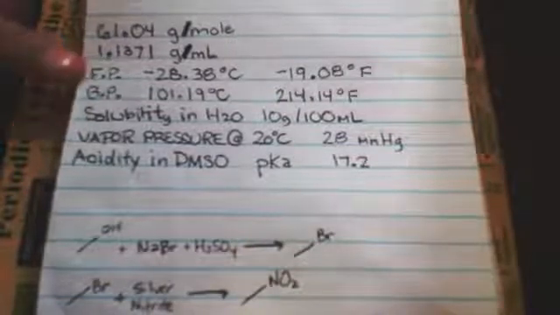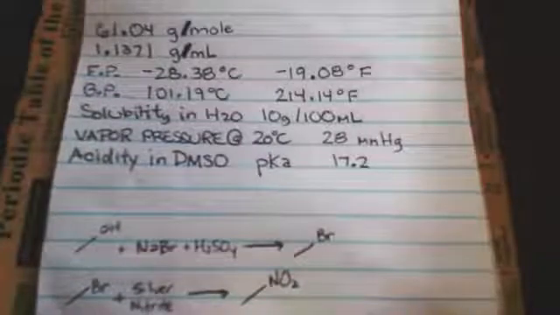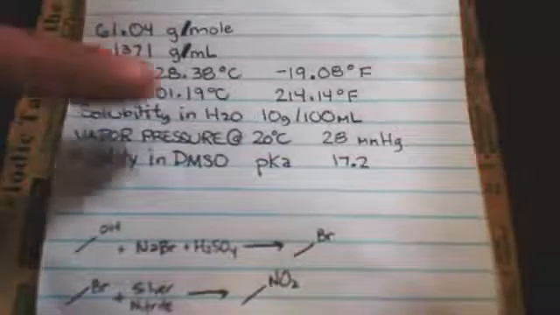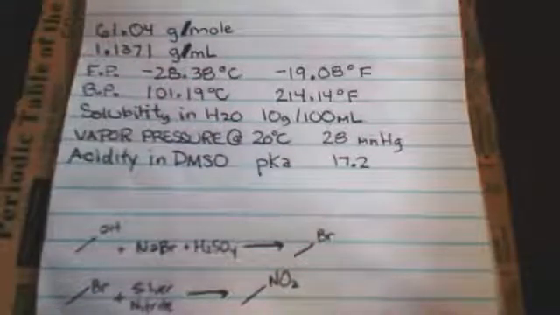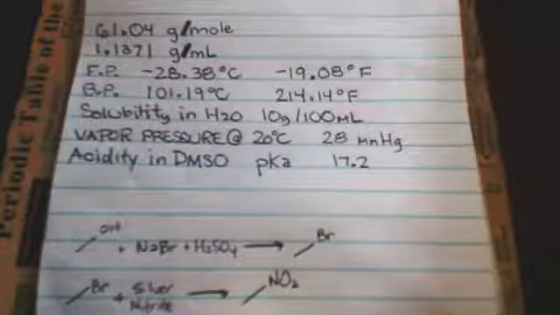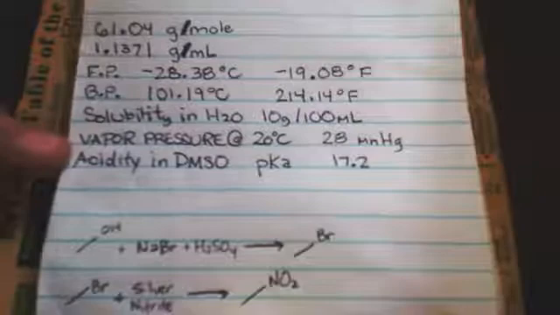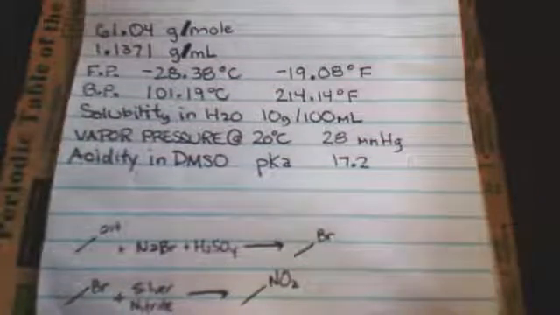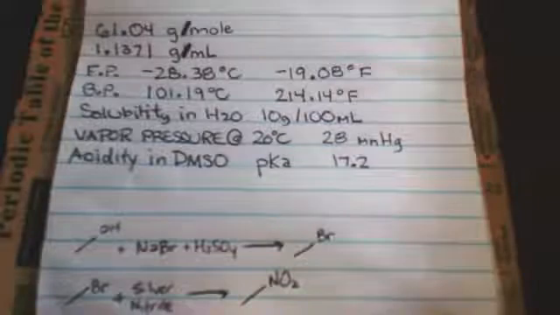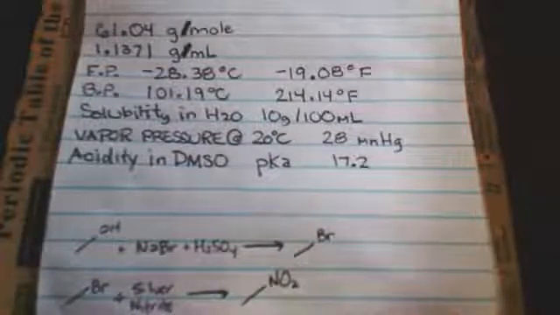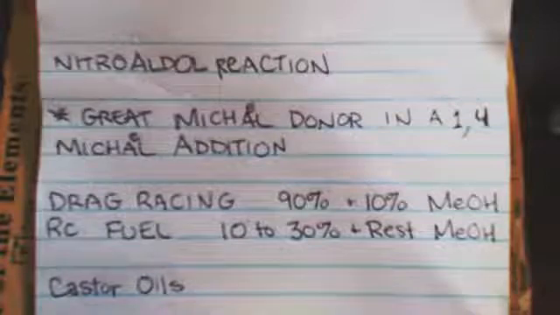This is the melting point. I like to call it the freezing point. Then how soluble it is in water: you can get 10 grams of it into 100 milliliters of water. Its vapor pressure. It is acidic. I'll go into that, but it's got a pKa of 17.2. Water's like what, 14 or something like that, and methanol and ethanol, they're like 16. So this is 17.2. It is acidic because of the pKa value.